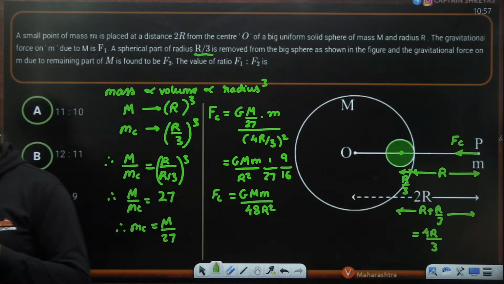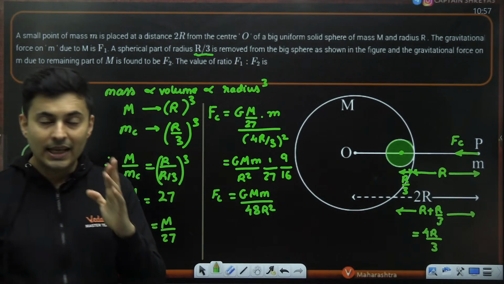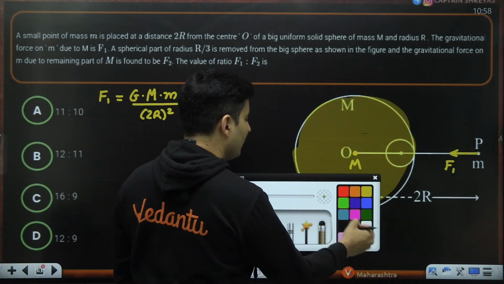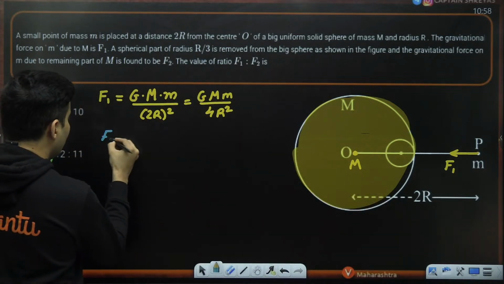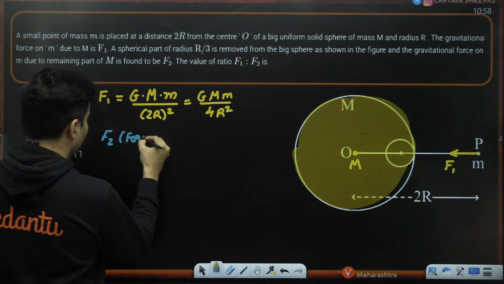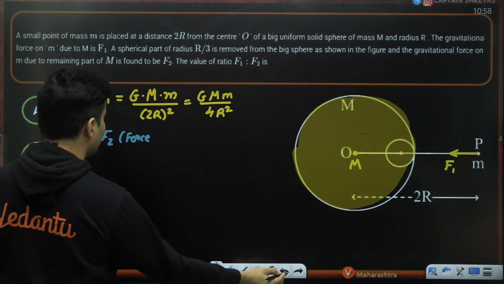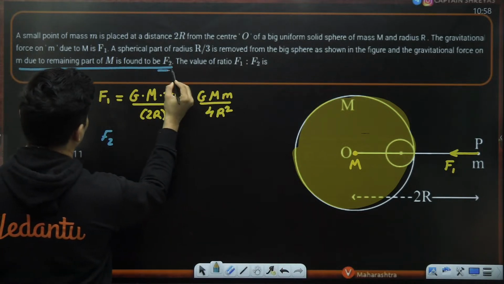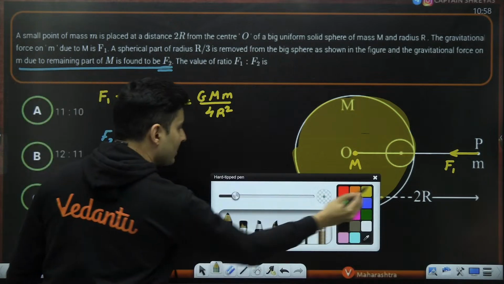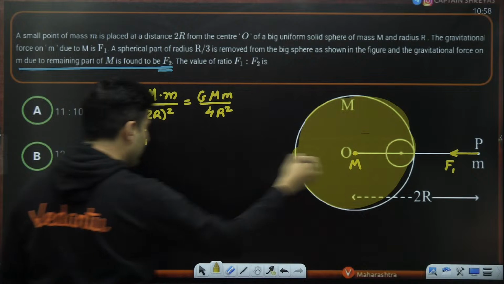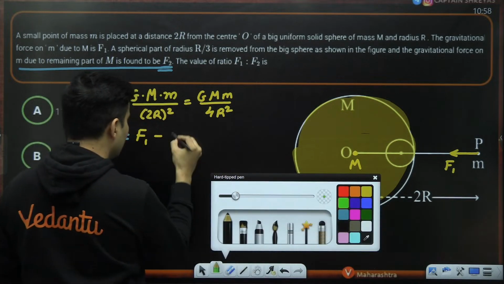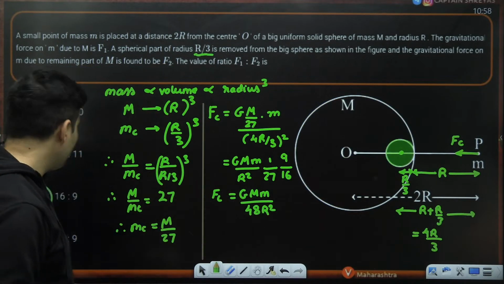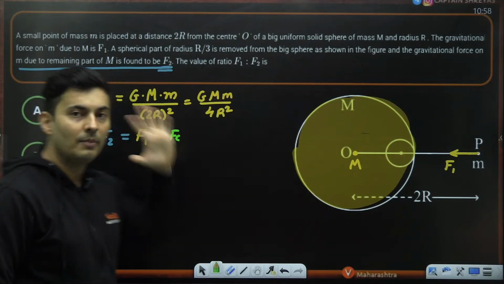Now the logic is as follows. If you talk about F2, which is the force because of the remaining part, then that will obviously be the total force of the entire body minus the force due to the cavity. Whatever force you found out due to the cavity, if you subtract it, you will get the force due to the remaining part of the body.